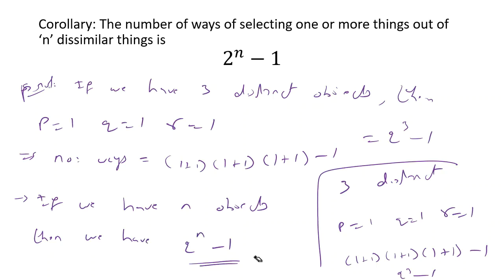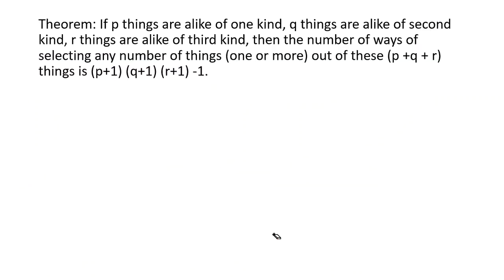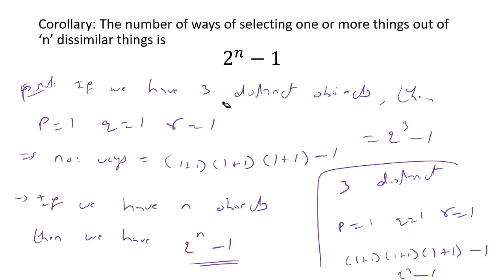So minus 1 we are having because we are supposed to select one or more objects. If you are allowed to select 0 objects, then the result is going to be 2 raised to n. So in the previous theorem also, if you are allowed to select no objects, then the result is going to be (p plus 1) times (q plus 1) times (r plus 1). We will not have minus 1. So here also, if you are allowed to select 0 objects, then the result is going to be 2 raised to n. But here you are not supposed to select 0 objects. The number of ways of selecting one or more objects is going to be 2 raised to n minus 1.